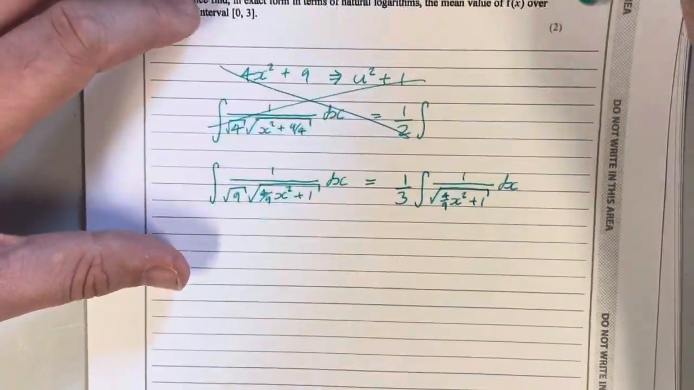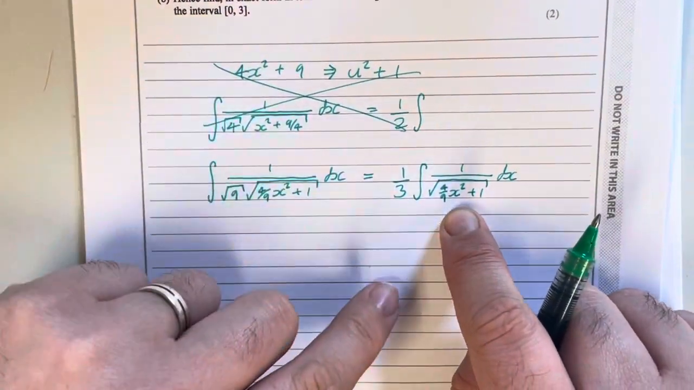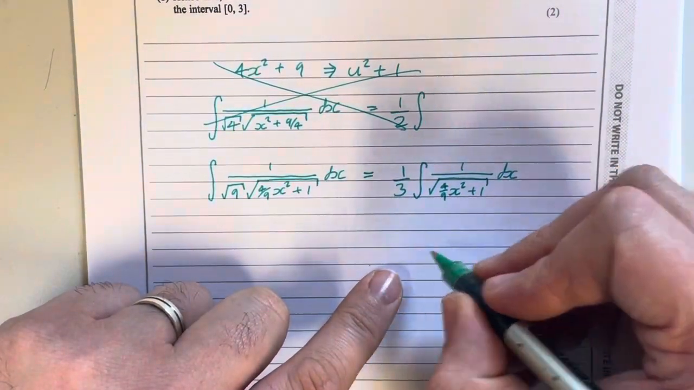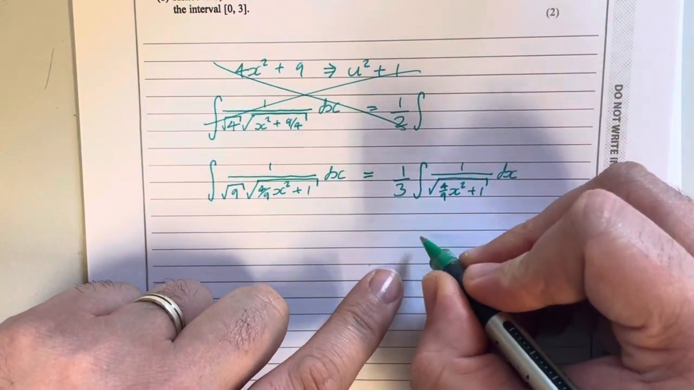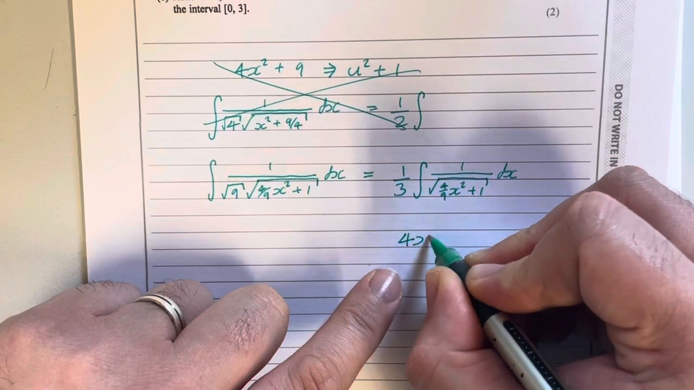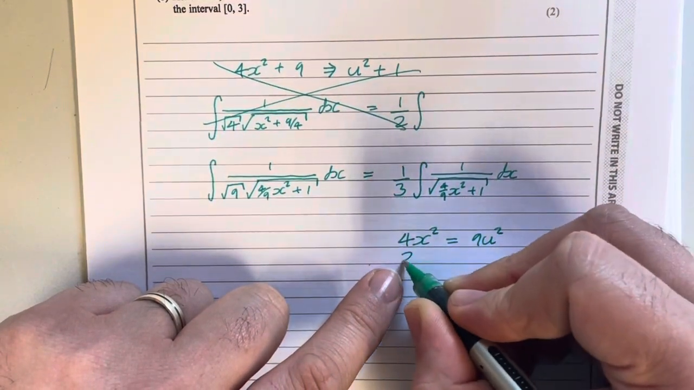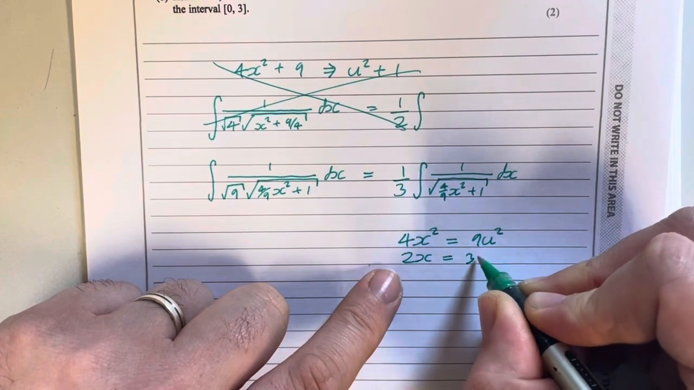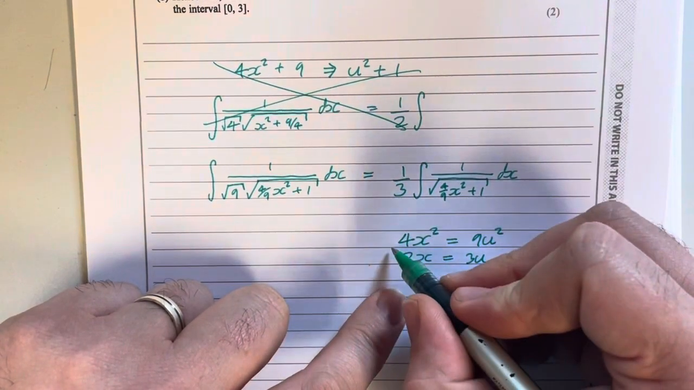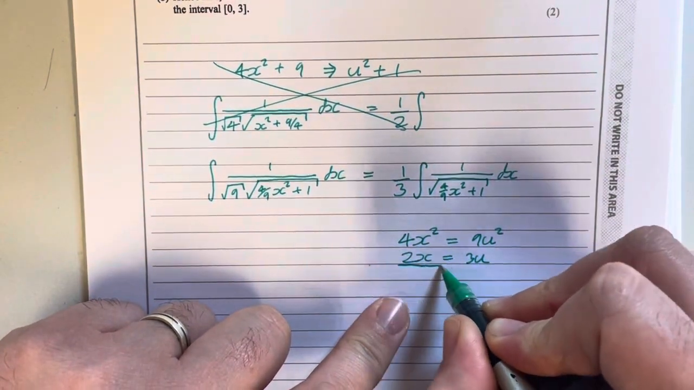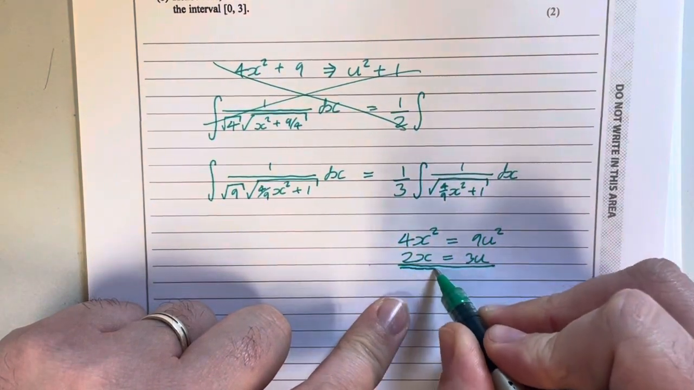And now I can make my substitution. I want this to be a u squared, so I'm going to say that 4x squared equals 9u squared. And if I square root that, I'll get 2x equals 3u. So that is a substitution I am making, and that has been clearly stated as the question has requested.